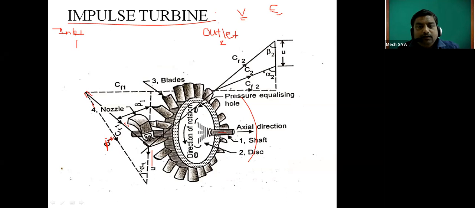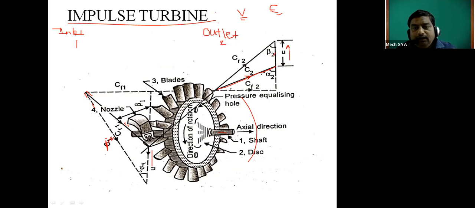And in this case, when it is leaving, C2 is the resultant velocity at leaving. So we can say it is the absolute velocity of steam at outlet. And this blade will move in the upward direction. This is the velocity of the blade in this direction. We can measure it and put this velocity as u.